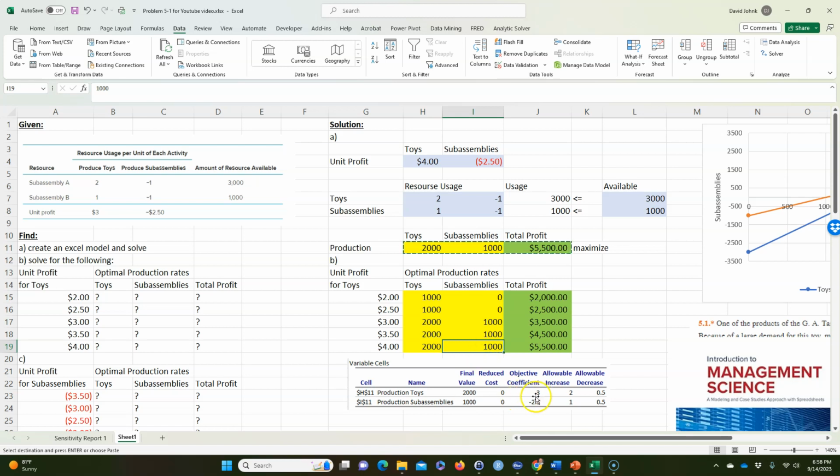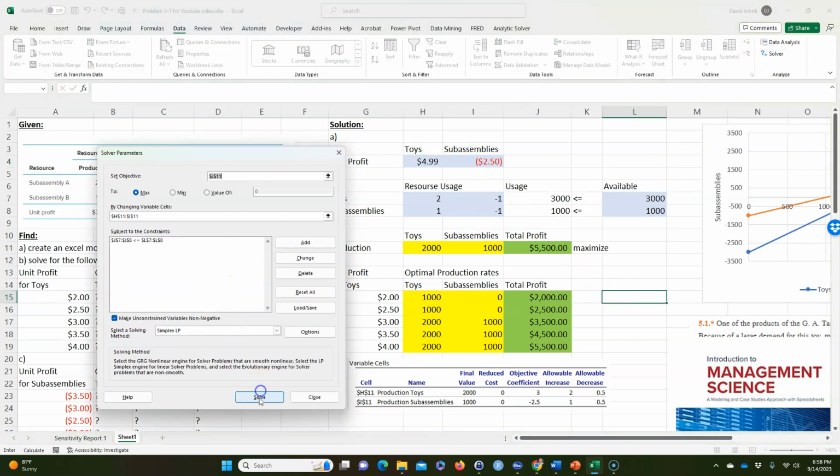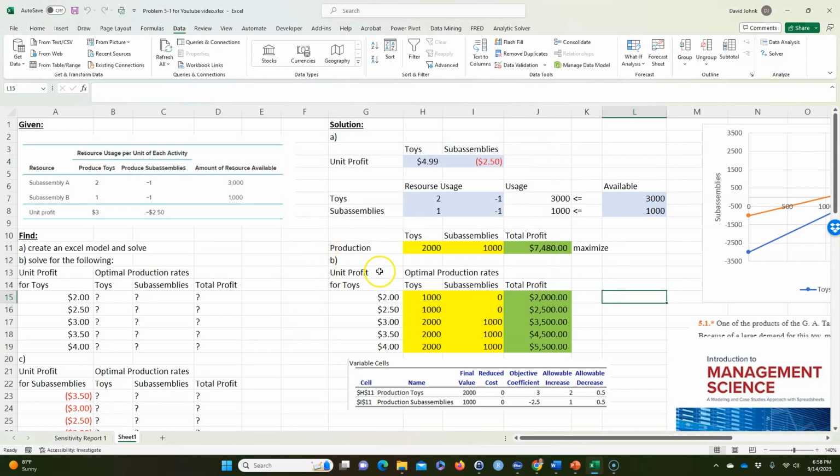If I increased it, what's 3 plus 2? It's 5, right? So we could try it. And if I put in like 4.99, and I go solver, solve, you can still see 2,000 and 1,000. So the solution is still the same. The profit's different, but the solution is still the same, right? So if I go higher than 3 plus 2, maybe if I go up to 6, and then I go solver, solve.